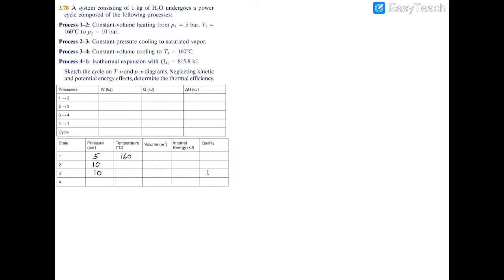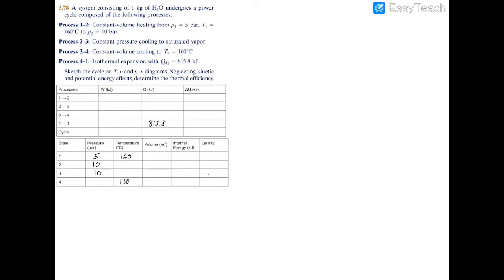We're told that process 3 to 4 has constant volume cooling to T4 equals 160 degrees Celsius. So T4 equals T1, which is 160 degrees Celsius. And that makes sense because process 4 to 1 has isothermal expansion. Once again, T1 equals T4. And we're going to have a Q41 of 815.8, so we can fill that in up here. Now with all the obvious numbers filled in, let's take a look at what else we can fill in.